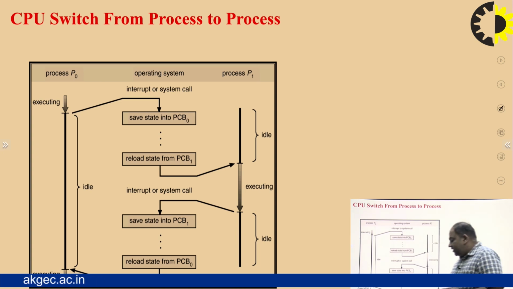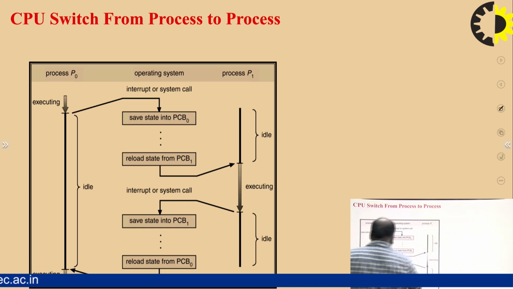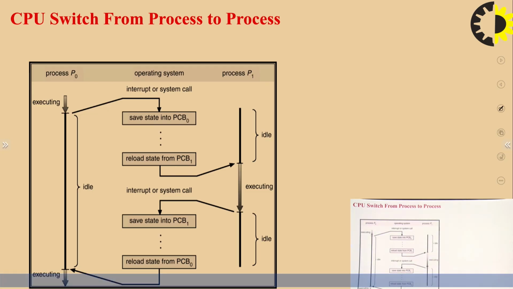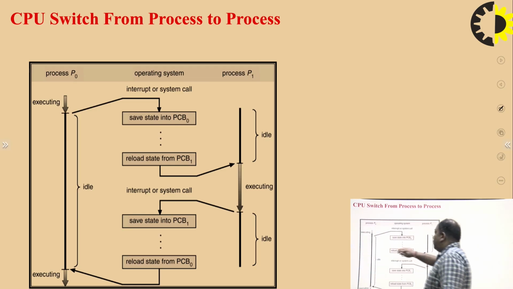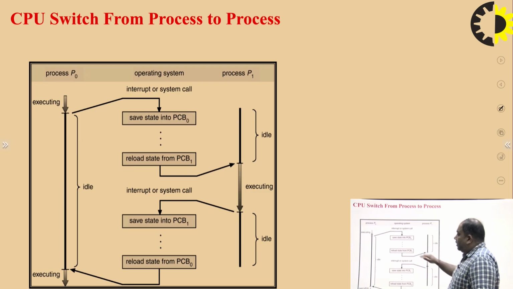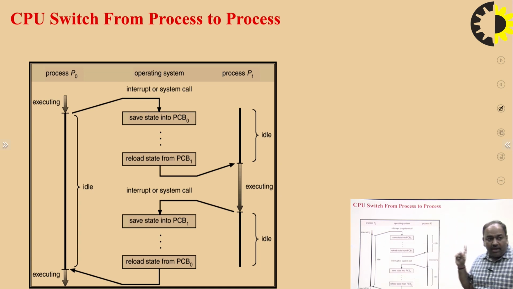After execution, it is saved into the PCB of process 0, but after the execution, it goes into the idle state. So when it goes into the idle state, the reload process control block reloads the state of the process control block of process 1. Okay. So after process 1 executes, then again some interrupt comes, then the state is saved to PCB1. So the process control block saves the state of process 1.